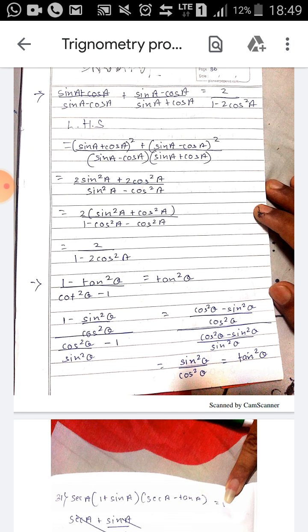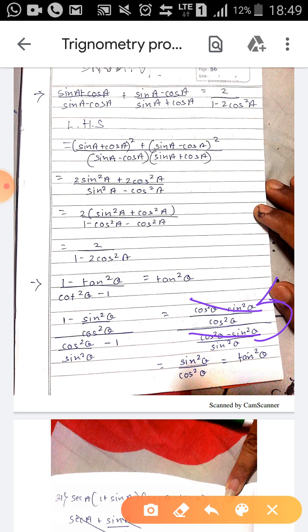Now when the sin square theta and everything goes up, the cos square theta minus sin square theta in the numerator and denominator get cancelled out, and finally you get sin square theta by cos square theta, which is tan square theta, which they had asked me to prove. So this sum is done.